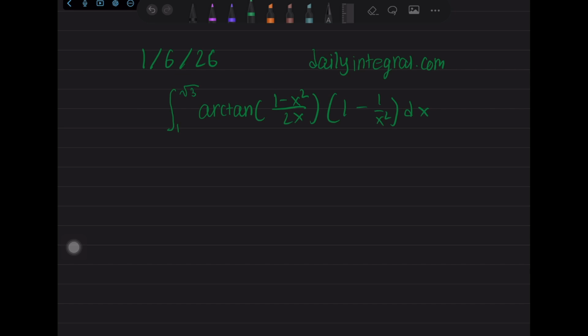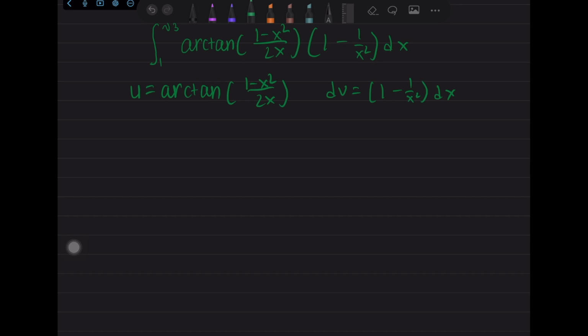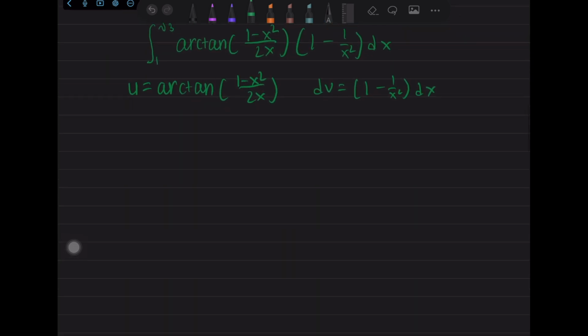Now we'll continue. So arctan here is going to suggest that we should try an integration by parts. And so that's what we're going to do. We'll let u be arctan of 1 minus x squared over 2x. Okay, now our dv will be 1 minus 1 over x squared dx. Okay, so first let's go to the side and get what our du is going to be.